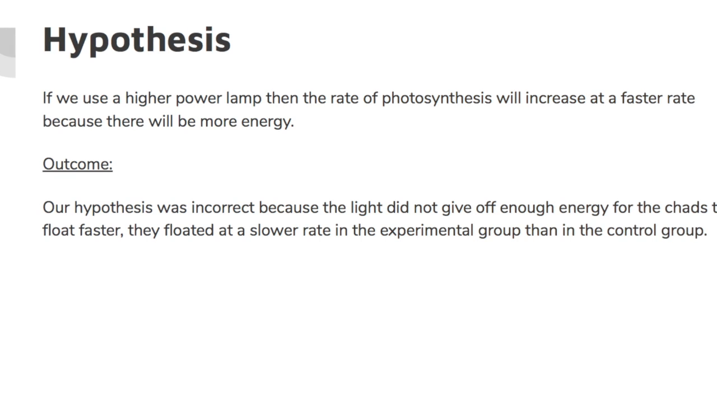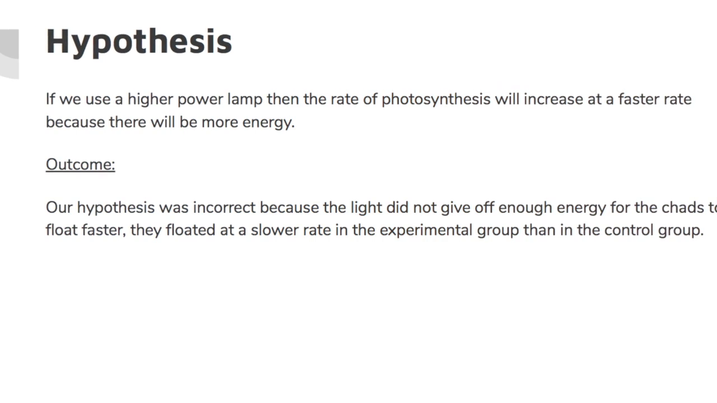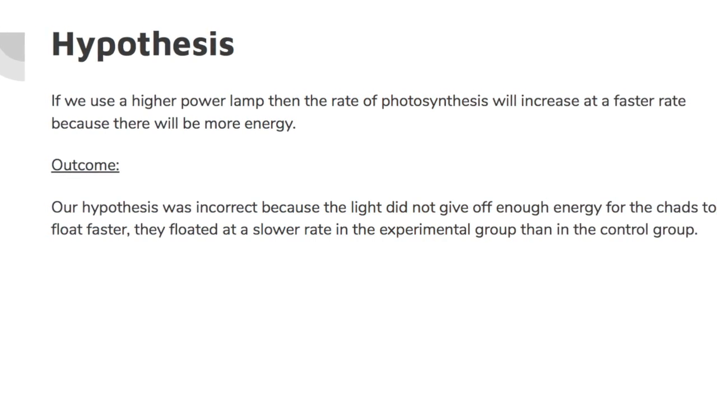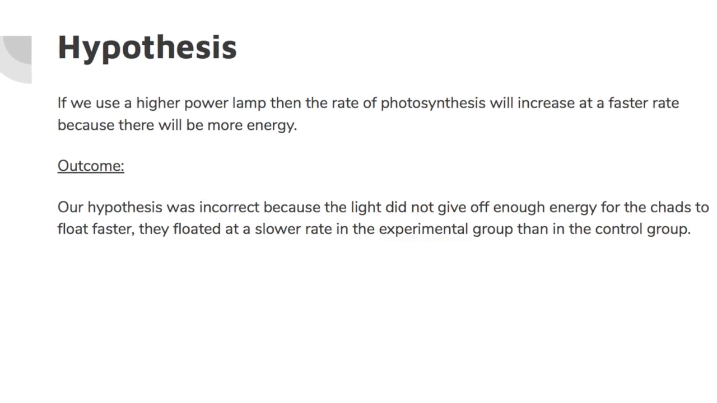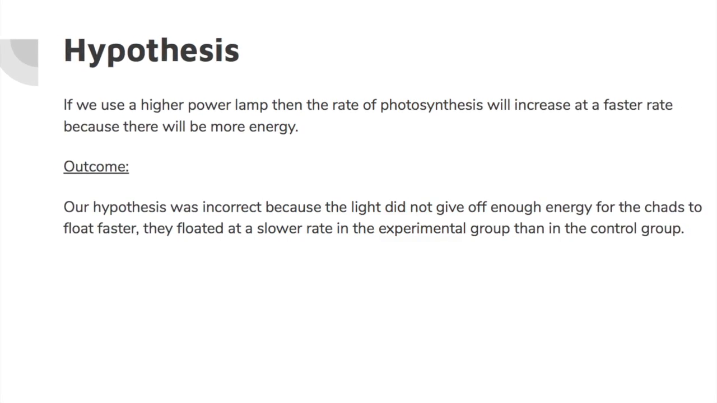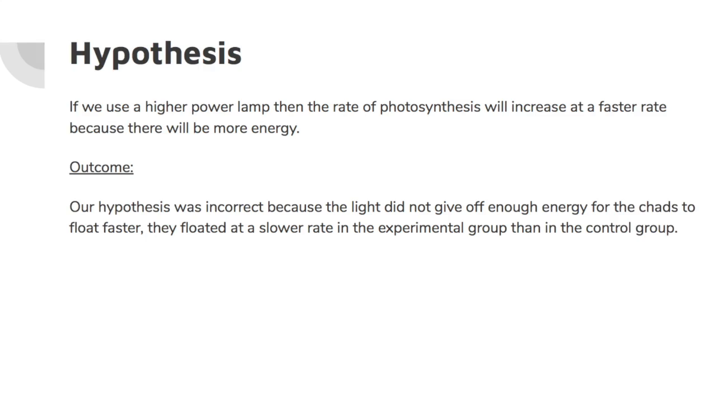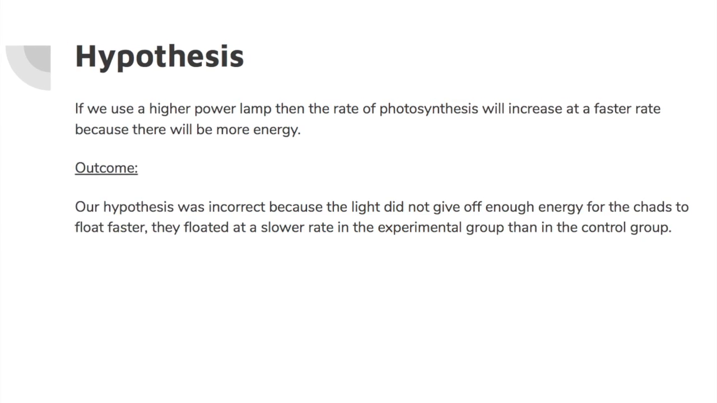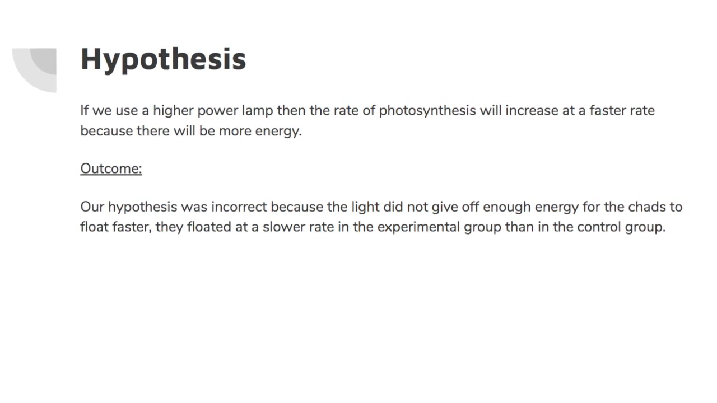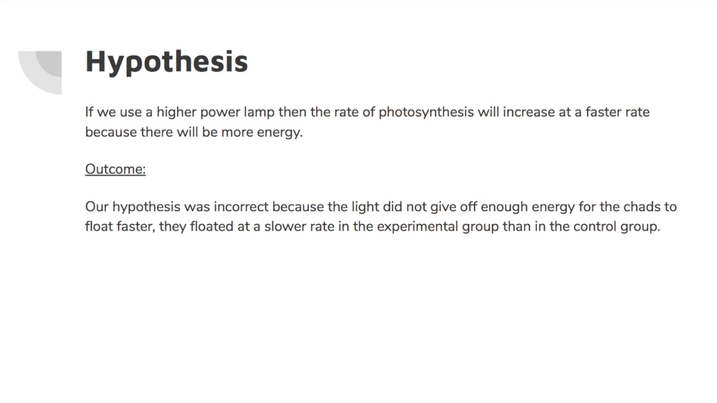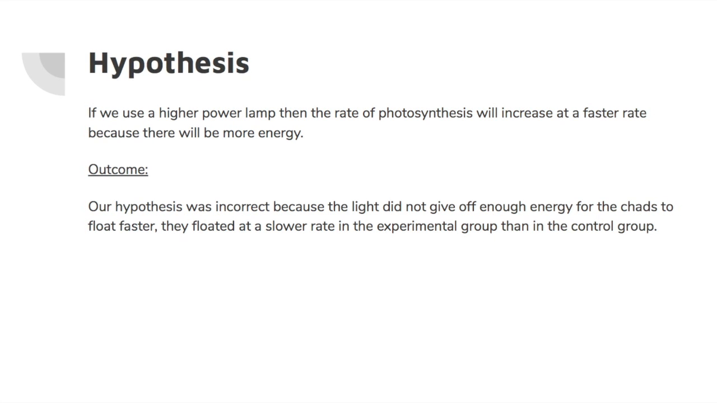Our hypothesis was if we use a higher power lamp, then the rate of photosynthesis will increase at a faster rate because there will be more energy. Our outcome was that our hypothesis was incorrect because the light we used did not give off enough energy for the chads to float faster. They floated at a slower rate in the experimental group than in the control group.